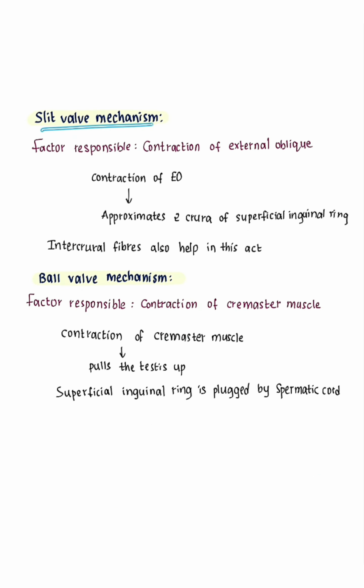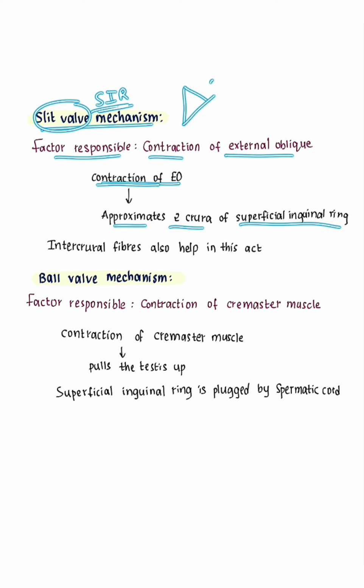Slit valve mechanism. Factor responsible is contraction of external oblique. Contraction of external oblique approximates 2 crura of superficial inguinal ring. Superficial inguinal ring is formed by external oblique aponeurosis. Sides of superficial inguinal ring are called crura, and these crura get approximated when the external oblique contracts.